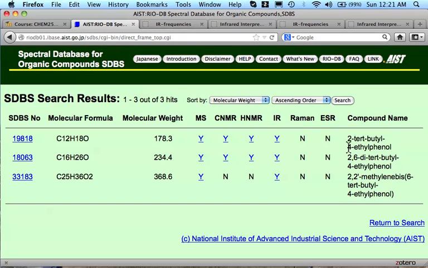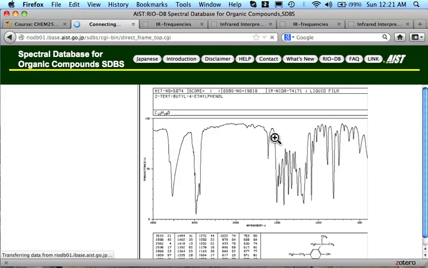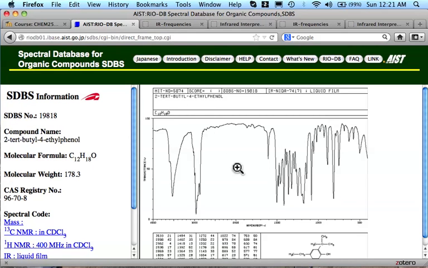So I think maybe I typed the name in. No. So these are tert-butyl 4-phenylphenol, so they're slightly different. Here are the different spectra that are being acquired: mass spec, carbon NMR, proton NMR, IR. We won't talk about Raman or ESR in this class. If it says yes, that means they have a spectra, and if you click on it, you'll go to that spectra. So this is a slightly different compound, the tert-butyl ethylphenol.